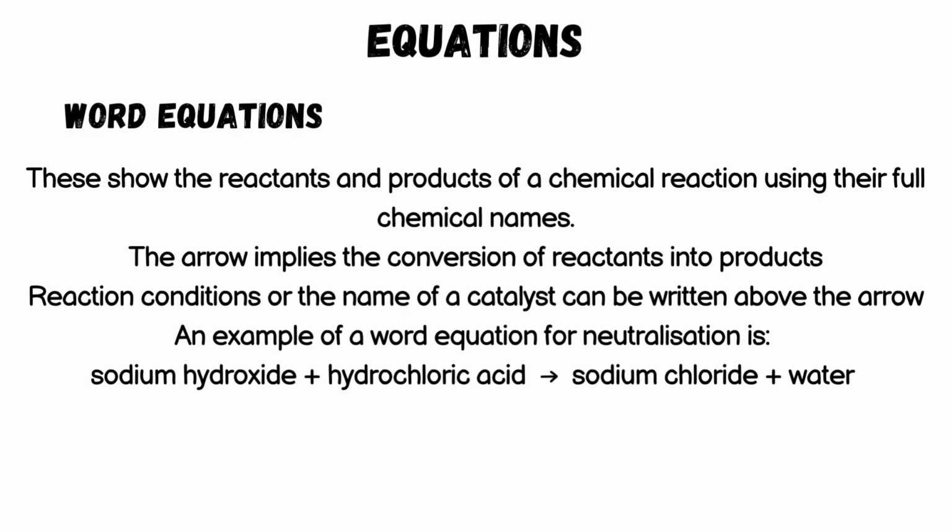Equations. The first one is word equations. These show the reactants and products of a chemical reaction using their full chemical names. The arrow implies the conversion of reactants into products. Reaction conditions or the name of a catalyst can be written above the arrow. An example of a word equation for neutralization is sodium hydroxide plus hydrochloric acid gives sodium chloride plus water.